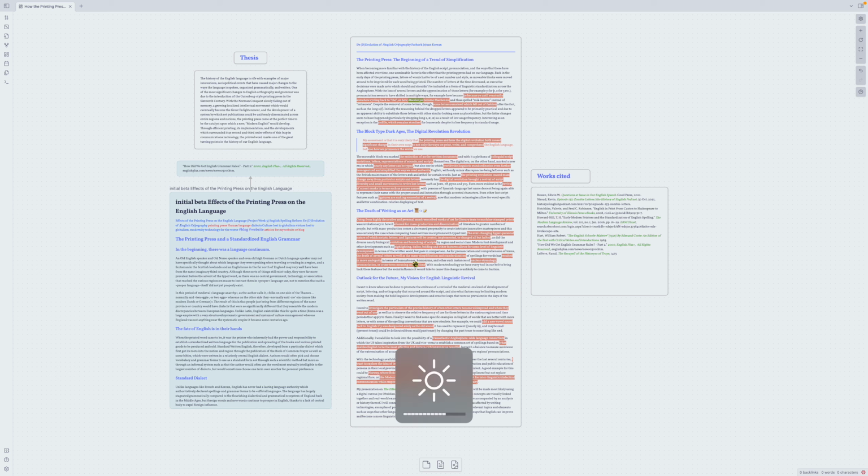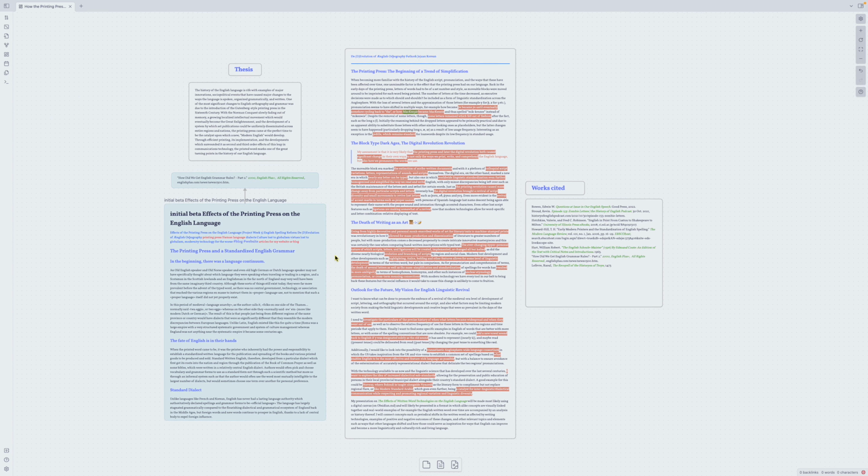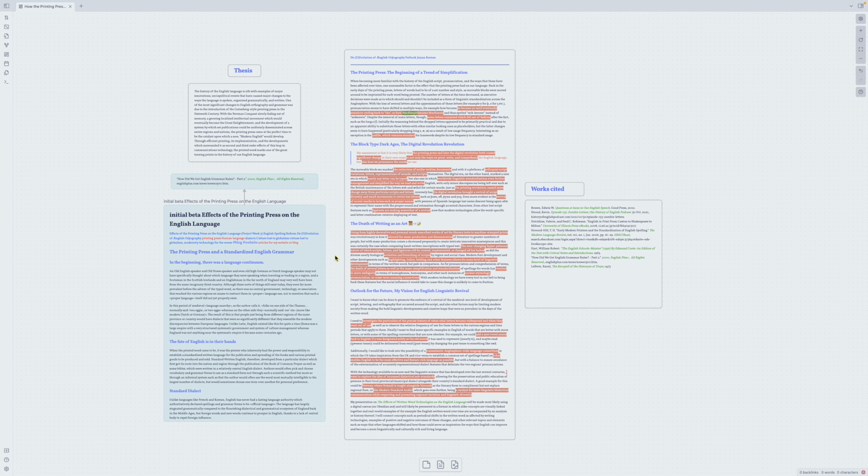Alright, so today I'm going to be presenting on the effects of the printing press on the English language. I'm going to try to keep this as brief as possible because I've got a lot to cover and a lot that I've got to present today. So I'm just going to start out real briefly giving you a thesis of what this is about.